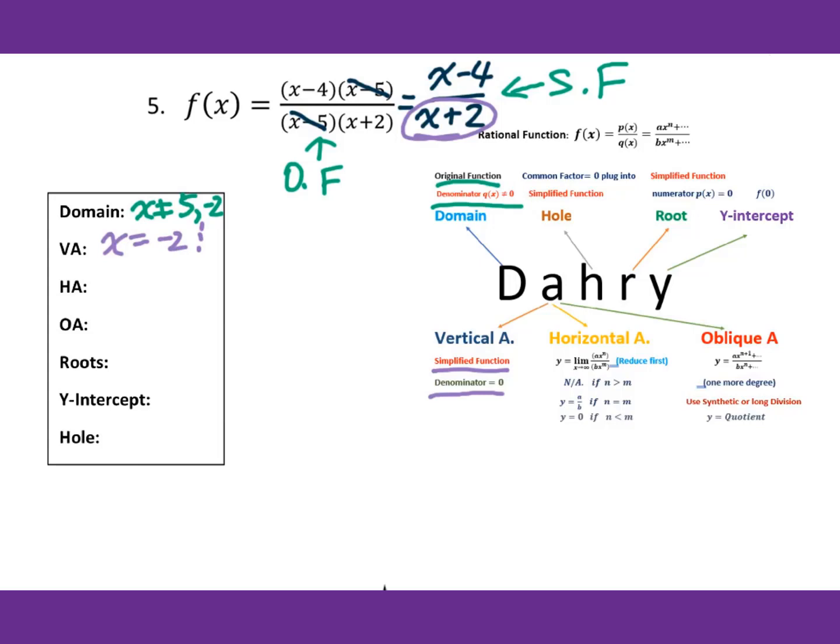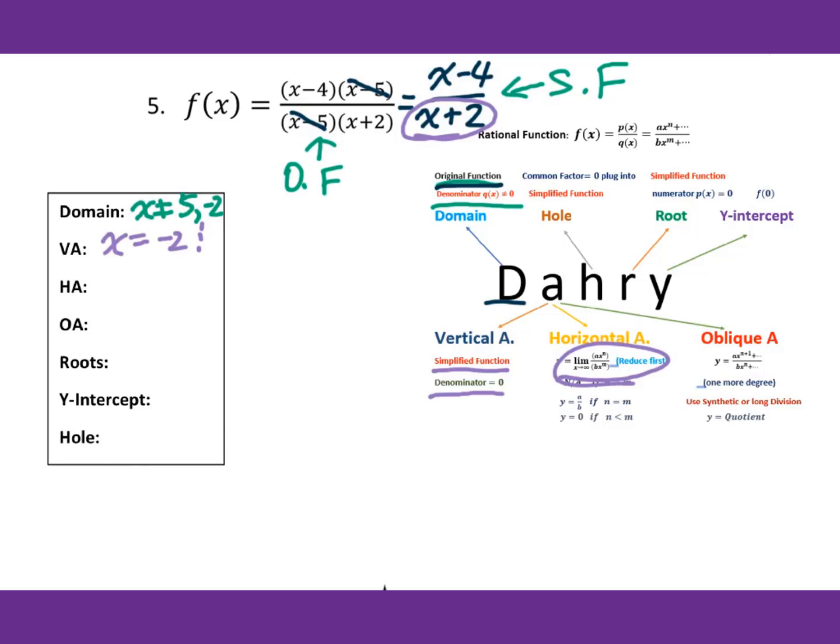Please remember, only for the domain do you have to use the original function. For the rest of the properties of a rational function, some you have to use the simplified one, some you can use both, but the simplified will be easier. So I recommend that you use the simplified function to figure out properties except domain.